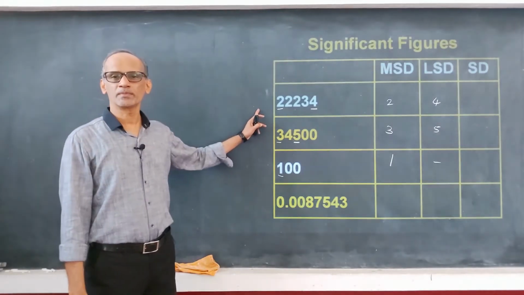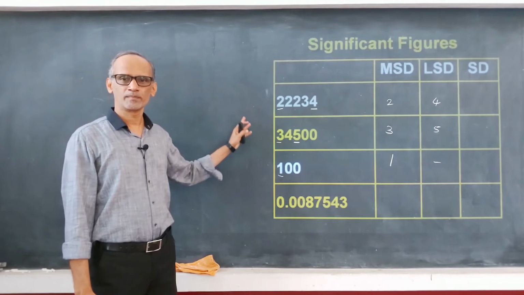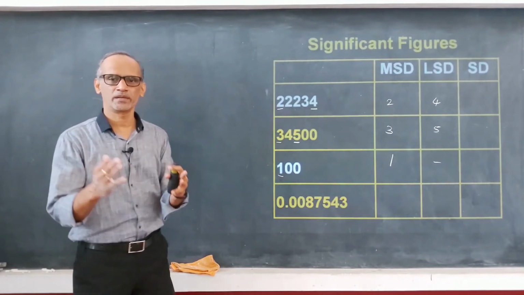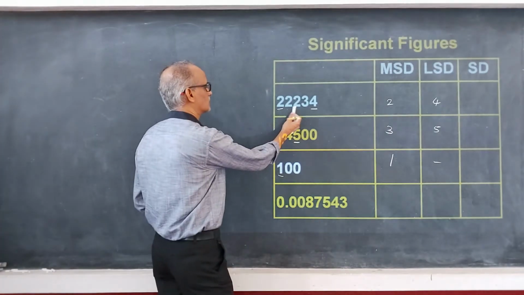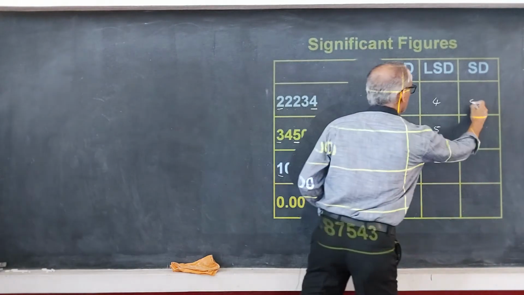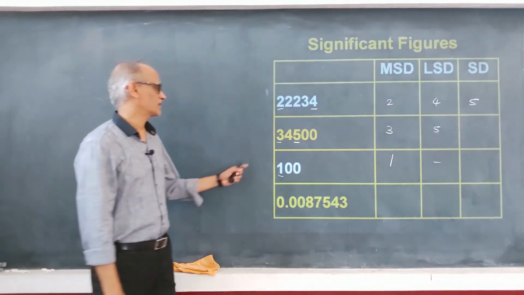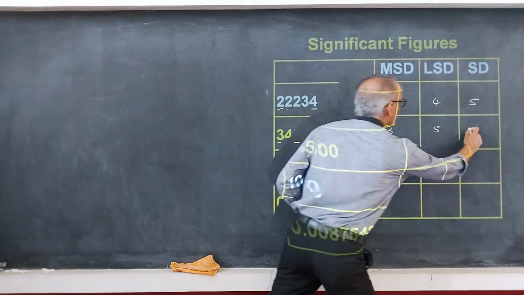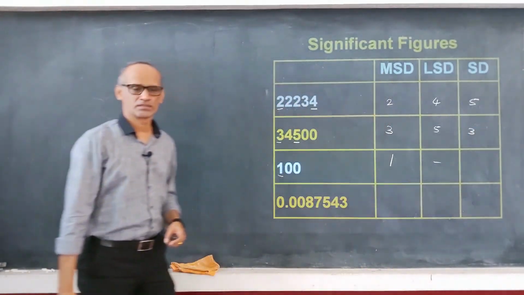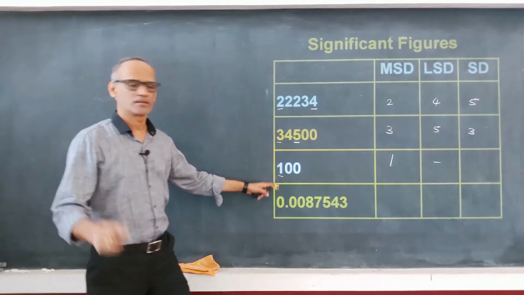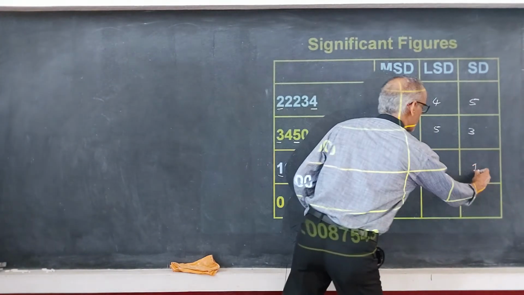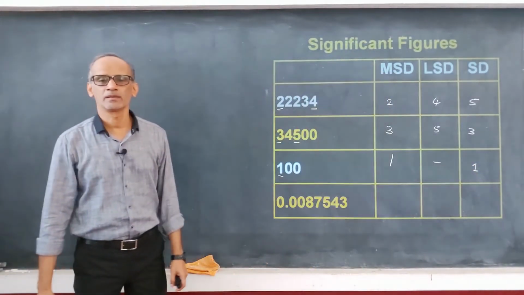Now, how do you count the number of significant digits? From the most till the least, including both. So 1, 2, 3, 4, 5. So 5 is the number of significant digits. The next one, 1, 2, 3 is the number of significant digits. What next? There is only one. So we have completed all the non-decimal.